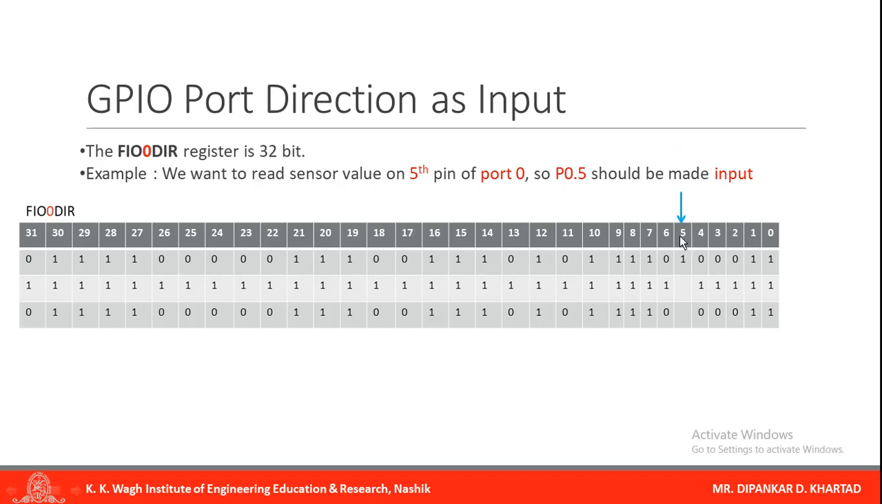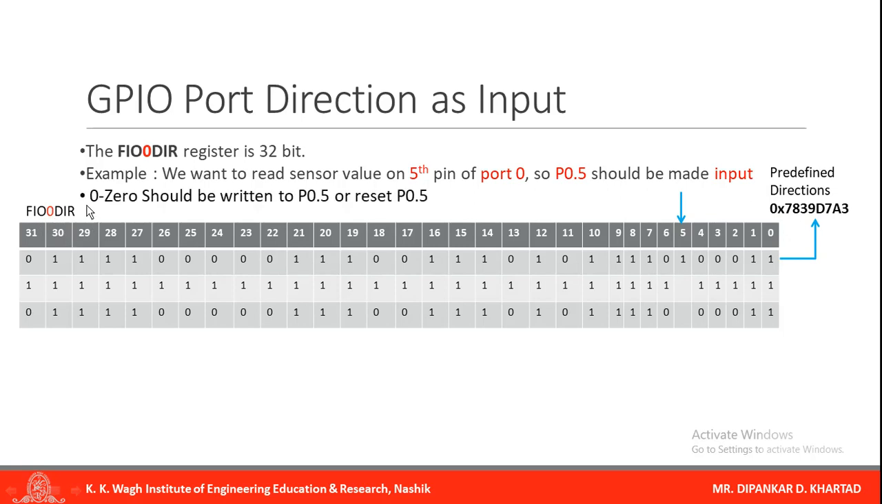So this pin should be input. This is the predefined direction. Some bits are already predefined. For bit 21, 1 is written, so that should be output. For bit 22, 0 is written, so that should be input. So these are the predefined directions of the FIO0DIR register. 0 should be written to P0.5 to reset it. Why 0? Because I have to make the fifth pin an input. So we have to write 0 there.